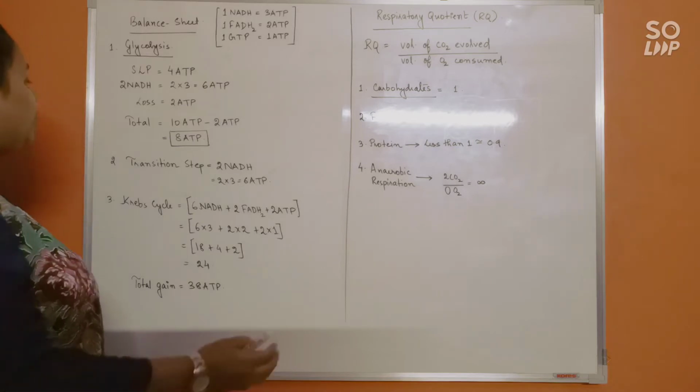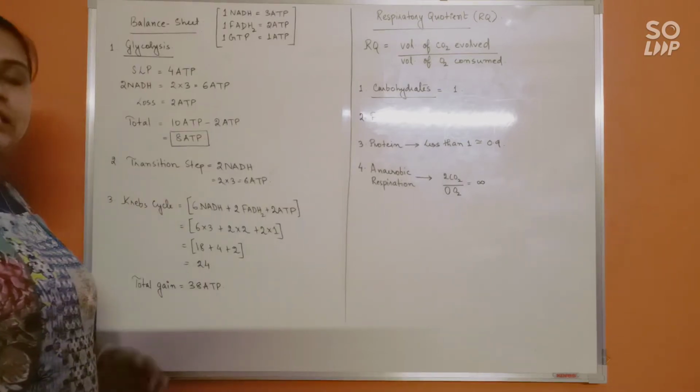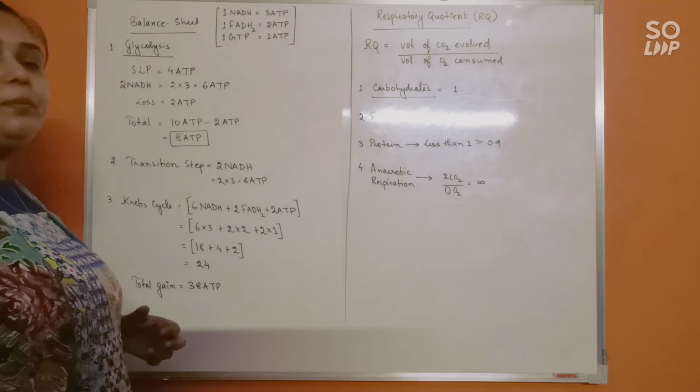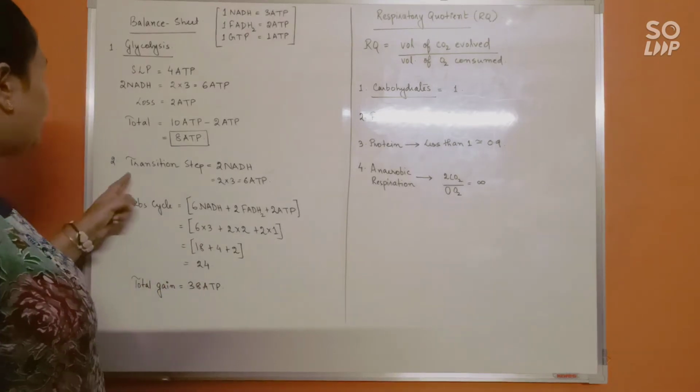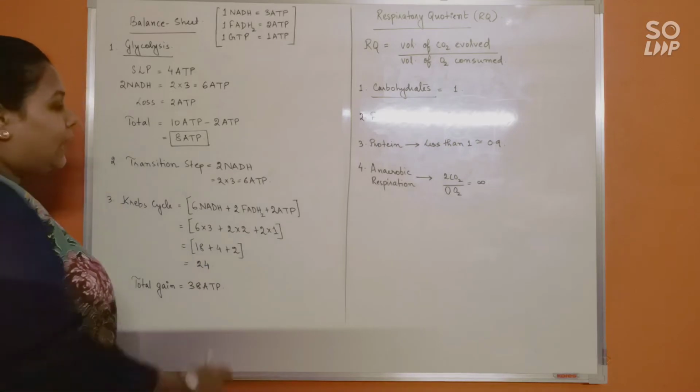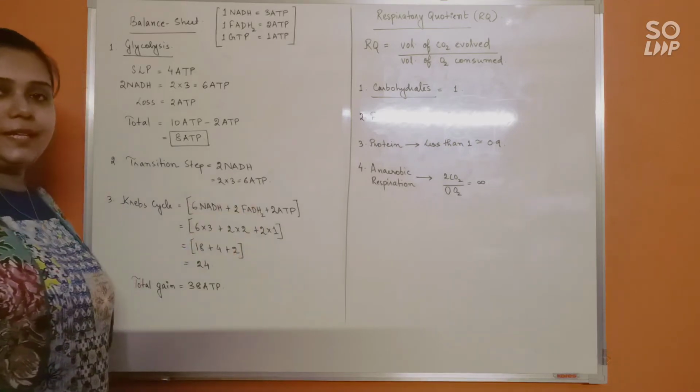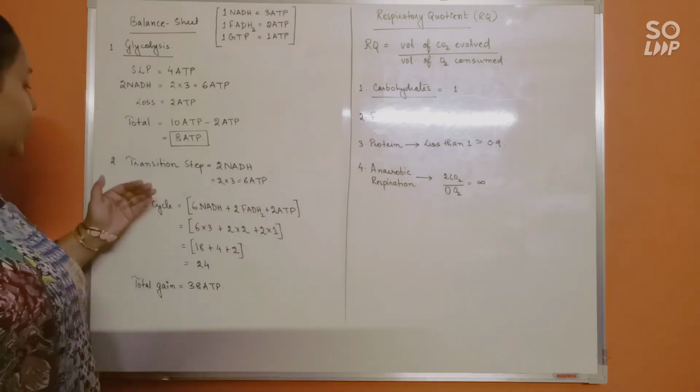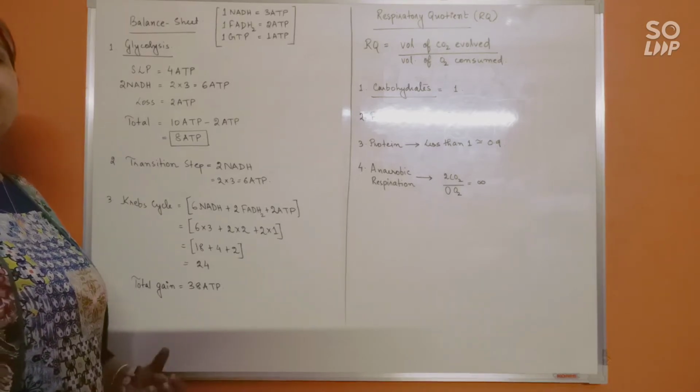Now moving to the transition step, which is neither glycolysis nor can it be considered Krebs cycle. In the transition step, 2 NADH are going to be formed, and that will of course be equivalent to 6 ATP.